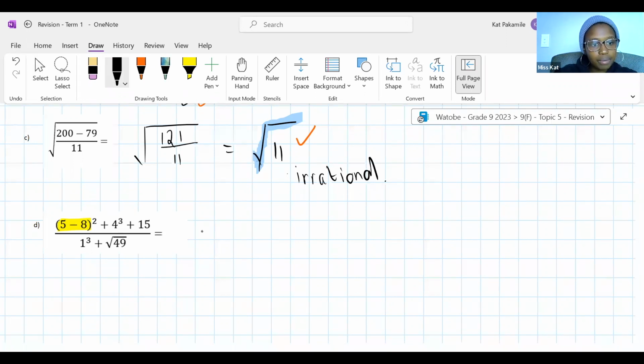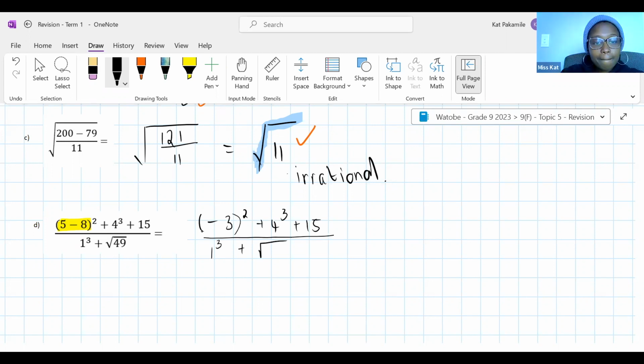5 minus 8 equals negative 3. Beautiful. We have resolved our brackets. Do you see any other brackets there? You said the power, like the square root, also acts as a bracket. That's if you have a sum under it. You see how we had a whole sum under it?